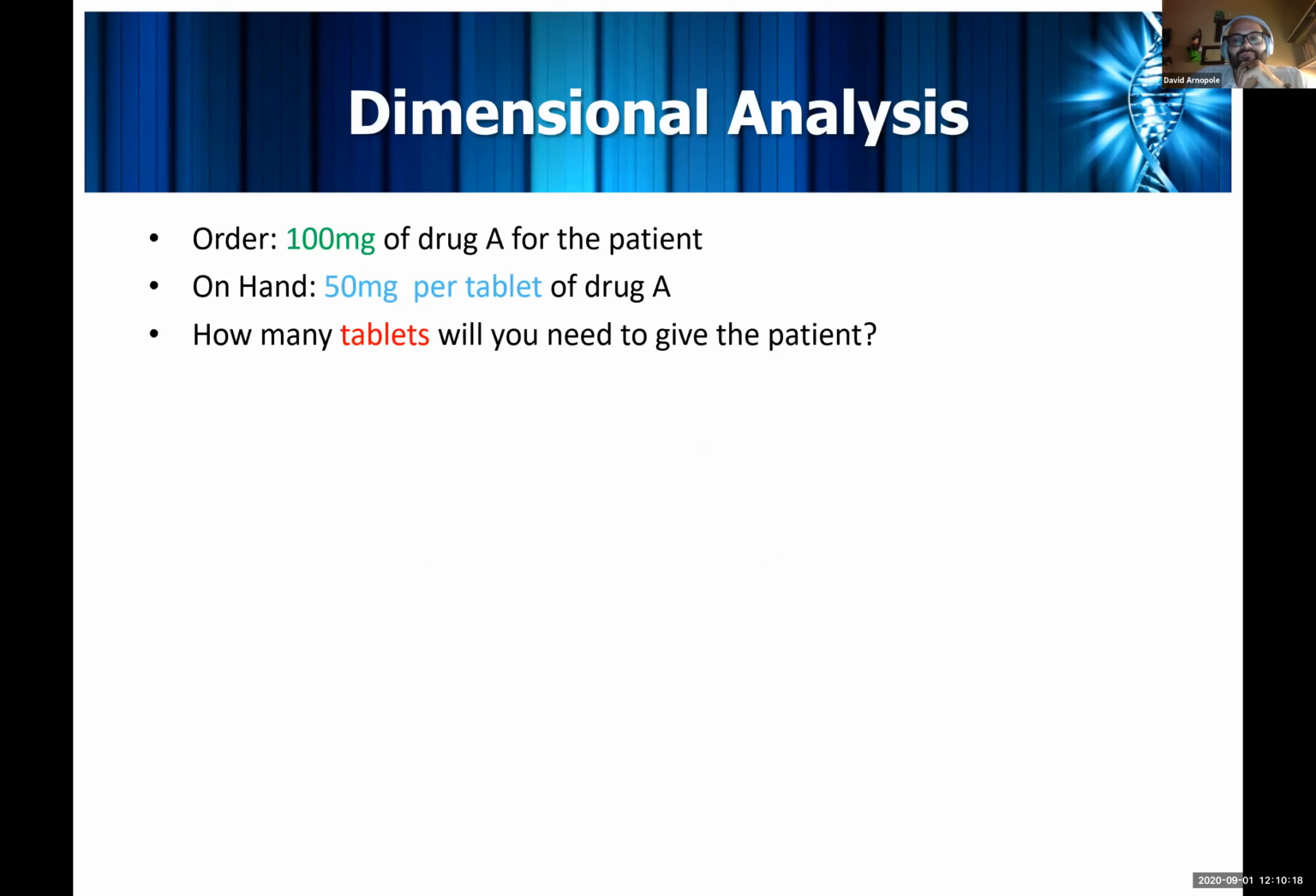All right. Again, I will only be teaching dimensional analysis. If you know a different way, you can use it, but recognize that dimensional analysis is the way that will protect you as you get further into this and it becomes much more complicated. So let's start. We have an order of 100 milligrams of drug A for a patient. On hand, you have 50 milligrams per tablet of drug A. How many tablets do we need to give the patient? Don't write the answer down, because some of you may say, I got it. Well, it's not going to be as easy later. I gave you a really easy one so I can teach dimensional analysis.